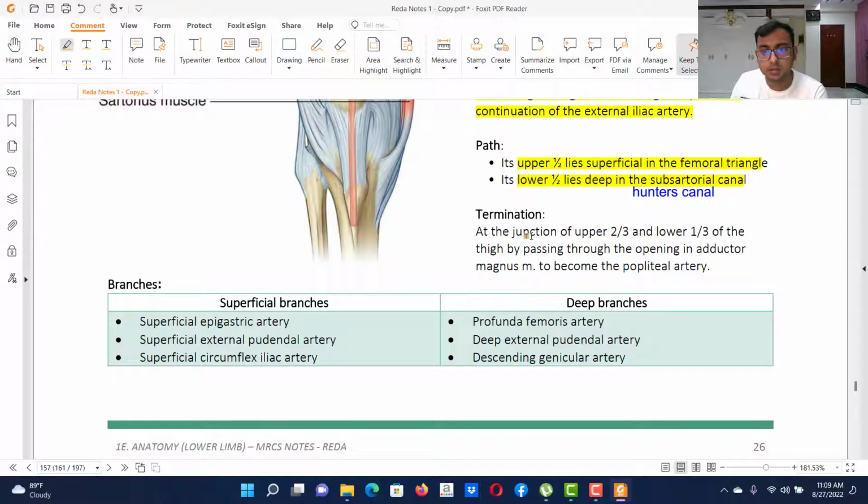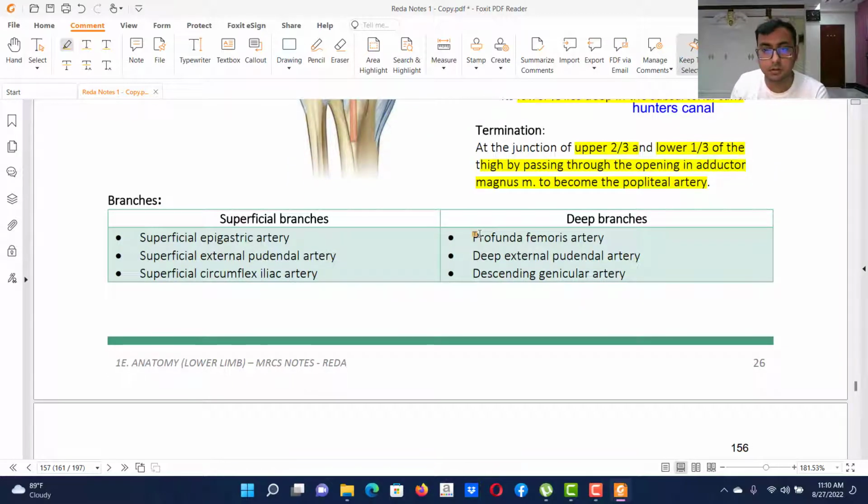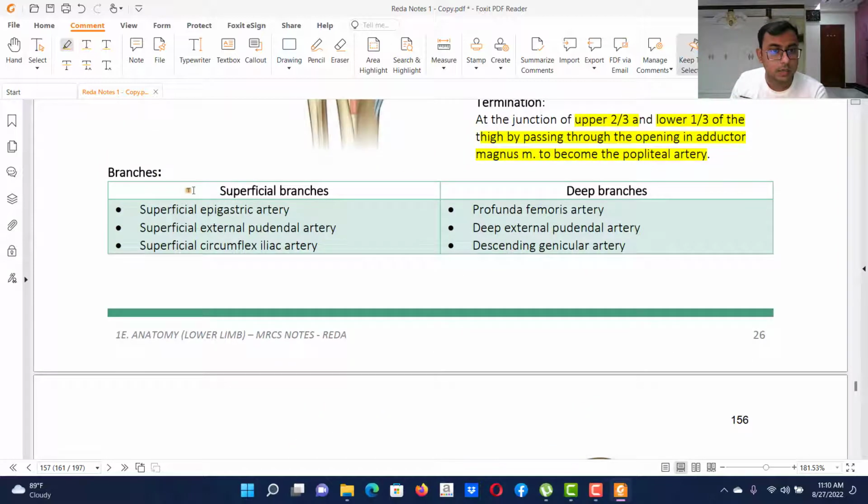Now the termination: the junction of the upper two-thirds and lower one-third of the thigh, where it passes through the opening of the adductor magnus and becomes the popliteal artery. So the femoral artery ultimately finishes as the popliteal artery. You can say that the popliteal artery is the continuation of the femoral artery after the subsartorial canal, that is, Hunter's canal. Now the femoral artery has some superficial and deep branches.